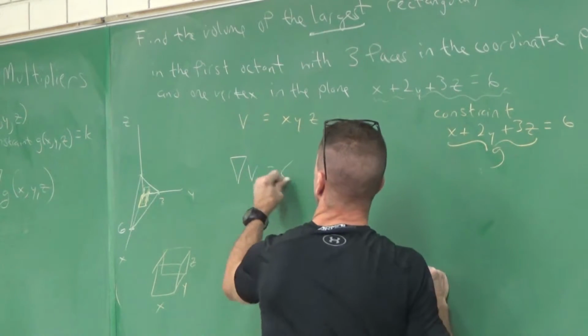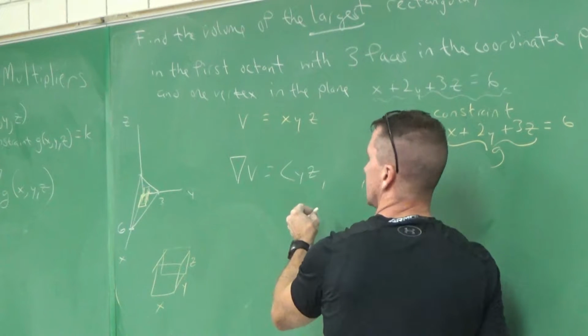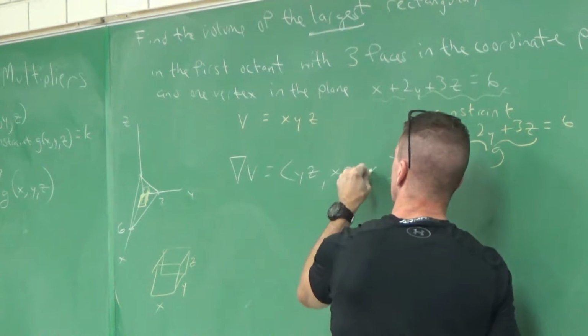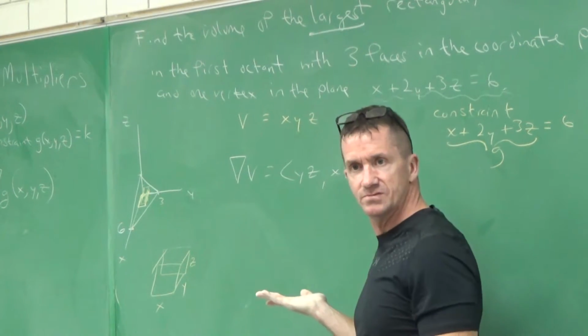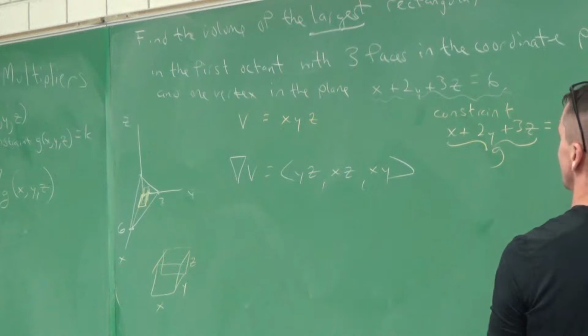What's the partial derivative with respect to x? YZ. What's it with respect to y? XZ. Good job. What's it with respect to z? XY. Does that make sense as the partial derivatives? Okay, that's done. I love this part. What's del G?